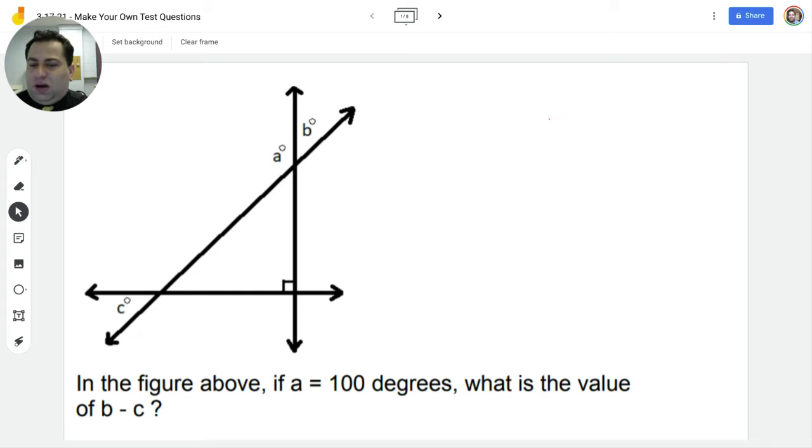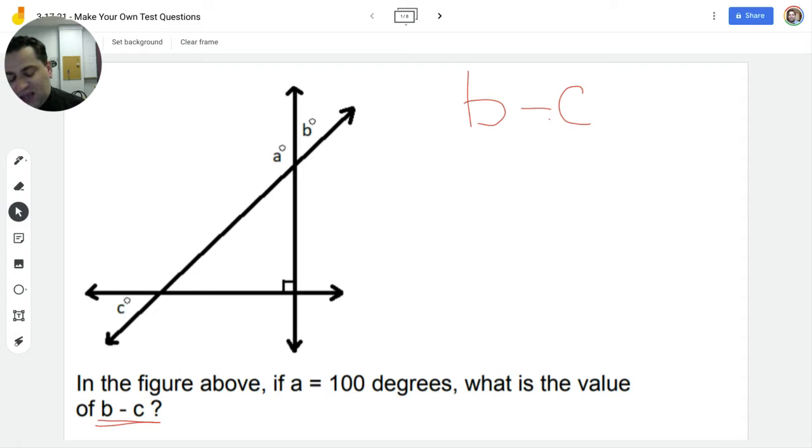Here in the first problem, we have in the figure above, A equals 100 degrees. What is the value of B minus C? One thing I want to point out first is that on the SAT, you might see a lot that they ask for their answers in terms of an expression. So our final answer will be B minus C. In order to find that, we have to use the diagram to figure out what B is and then to figure out what C is.